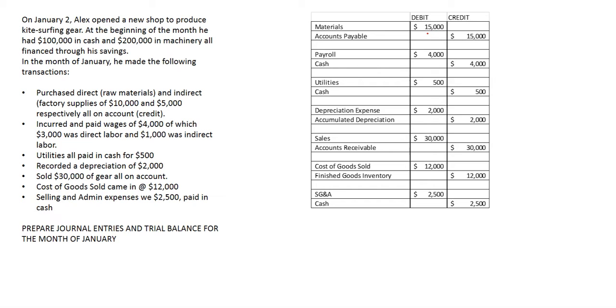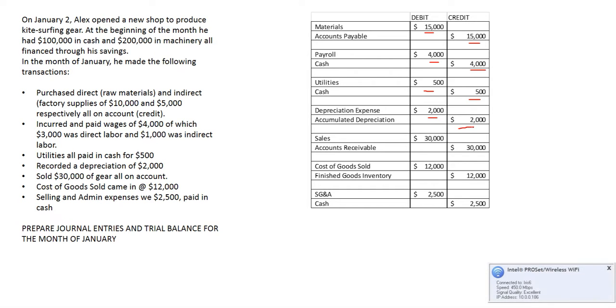First of all, purchase of materials. Materials inventory will increase by $15,000, and it's on account. Accounts payable will increase by $15,000 too. Payroll is going to increase by $4,000. Cash is going to decrease by $4,000. Utilities is an expense paid in cash.